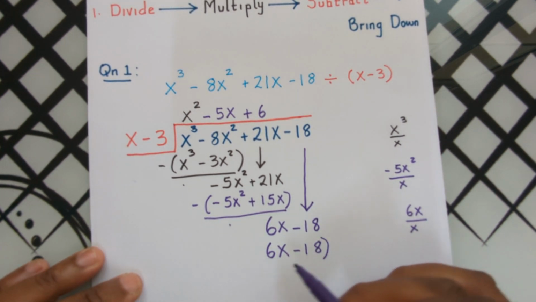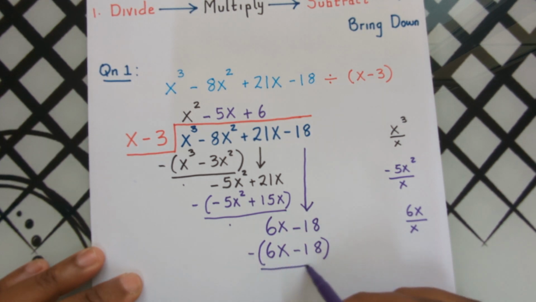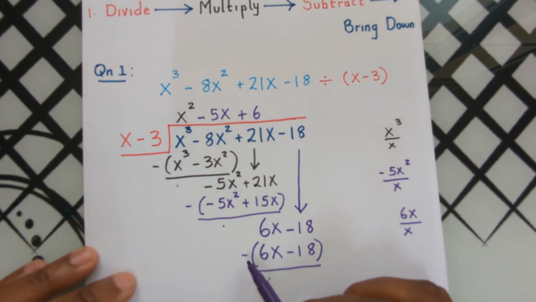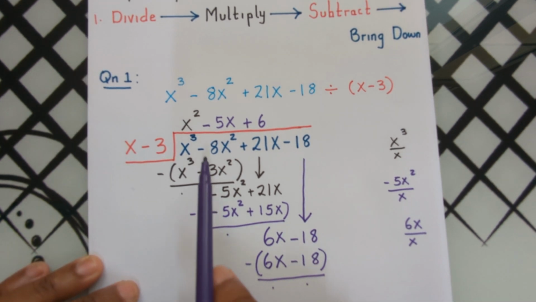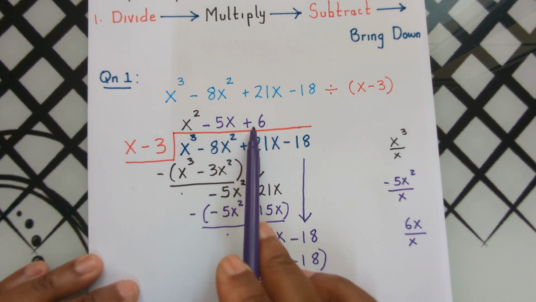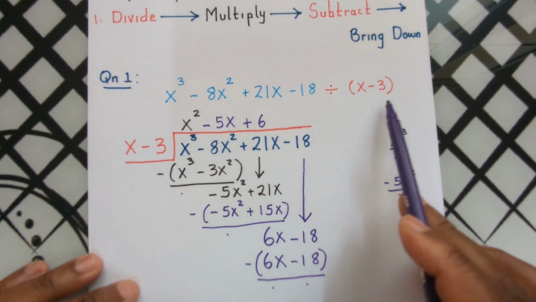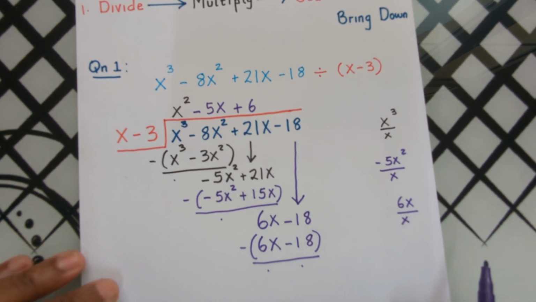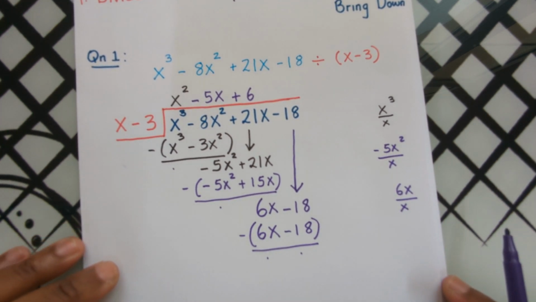And we put our brackets, our subtraction sign, and we subtract. 6x minus 6x, this will give us a 0. Negative 18 minus negative 18 will also give us a 0. So what this means is we don't have a remainder. Our remainder is 0. And our quotient, which is our answer, is going to be x to the power 2 minus 5x plus 6, which means x minus 3 is a factor of this polynomial. So that's it for the first question. Let's move on to question number 2.